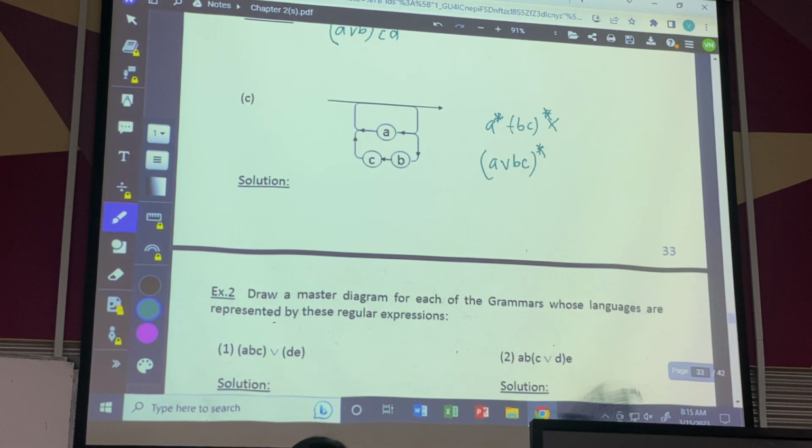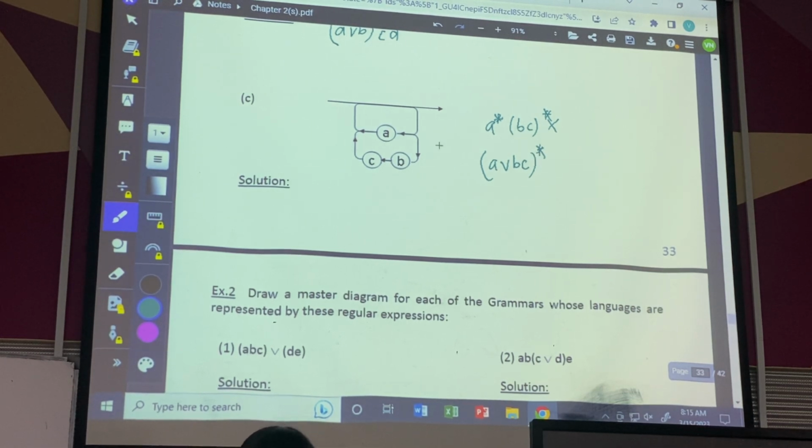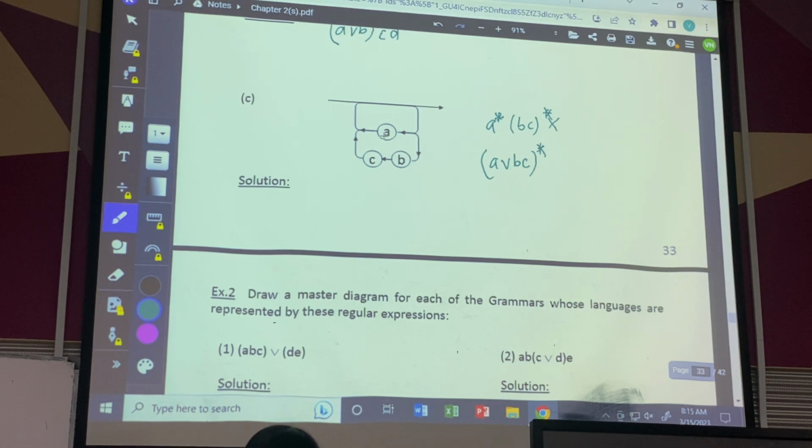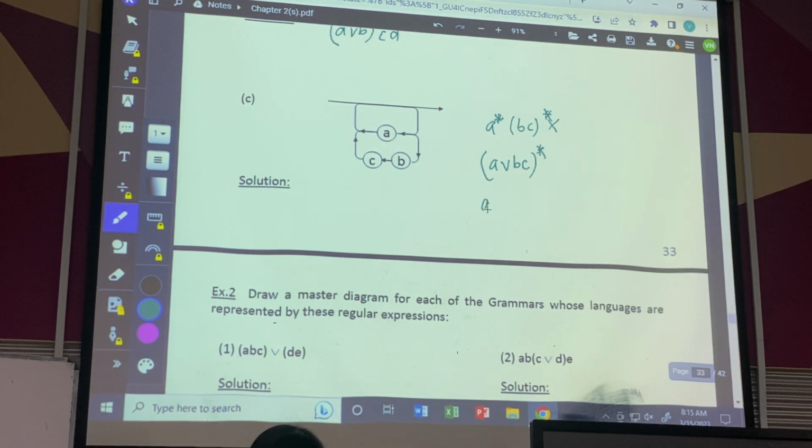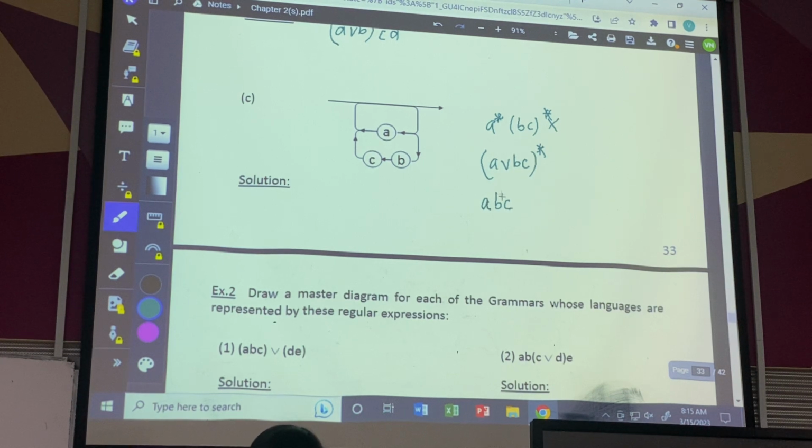Okay? So when you put the bracket, it means that when I loop one time, asterisk is 1, I choose A or BC. So let's say the first one I choose A, then my string is A. If I loop the second time, I choose BC, then my string will continue with BC. Third time, I can have A, fourth time A, fifth time A, sixth BC, and so on.